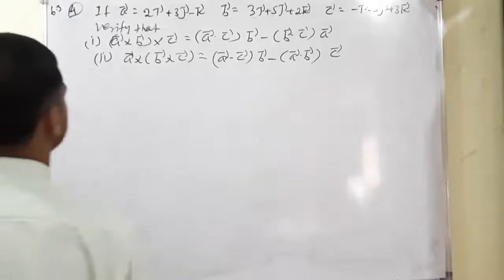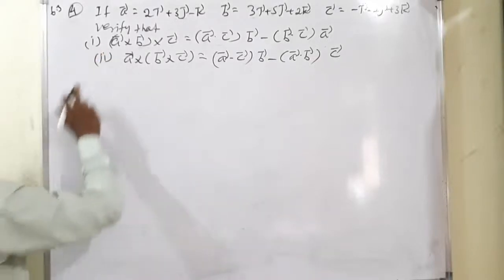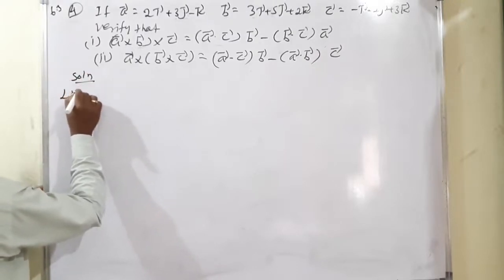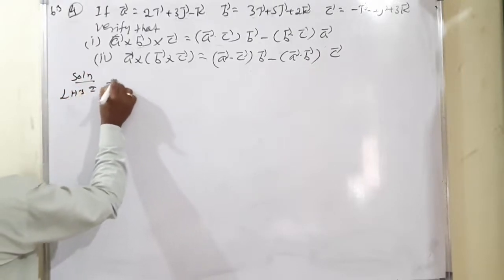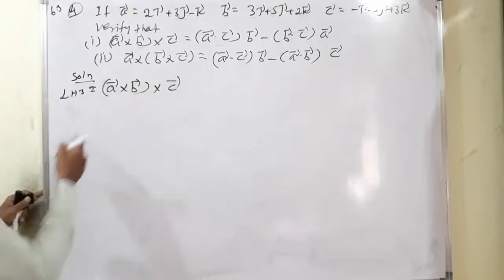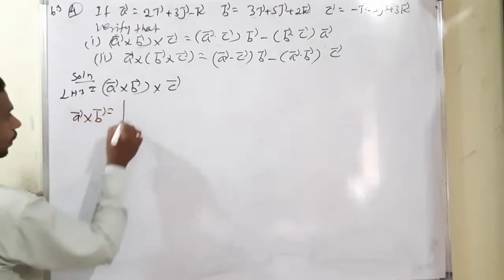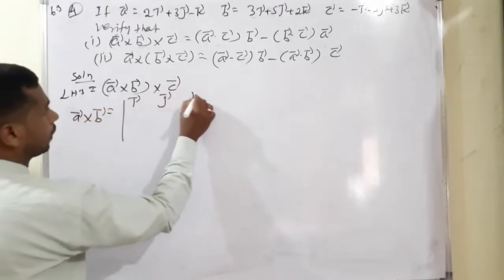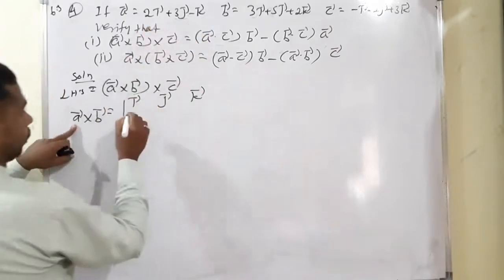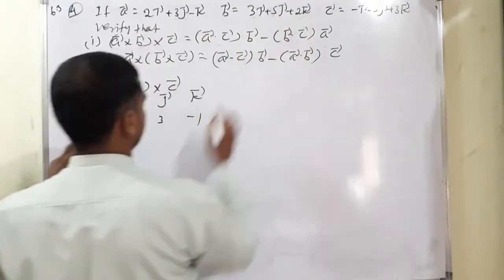Question number 4. Subdivision 2, do your homework. I will do subdivision 1. Look at this. First, solution. LHS term: a vector cross b vector cross c vector. First we have to simplify the bracket term. A vector cross b vector is equal to the determinant of i vector, j vector, k vector. A vector means 2, 3, minus 1. B vector means 3, 5, 2.